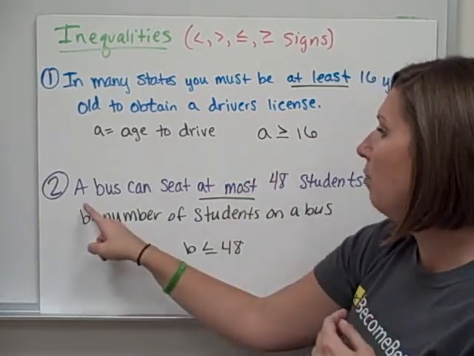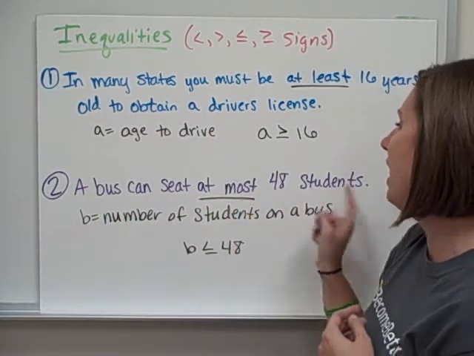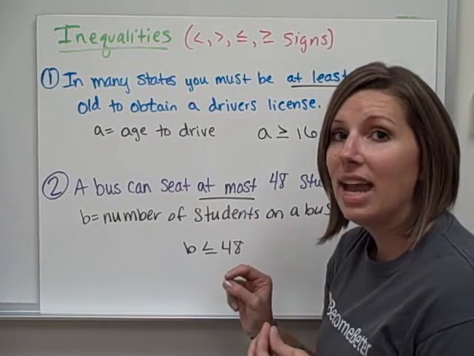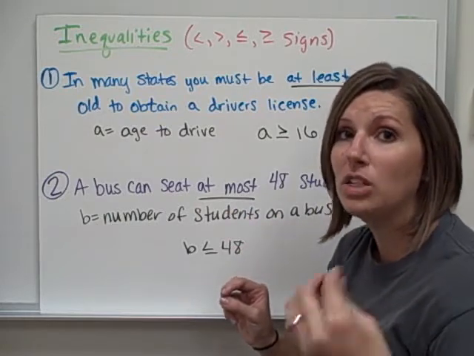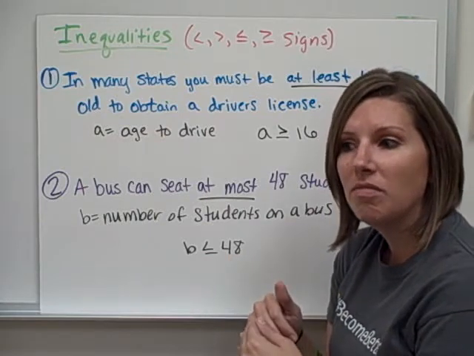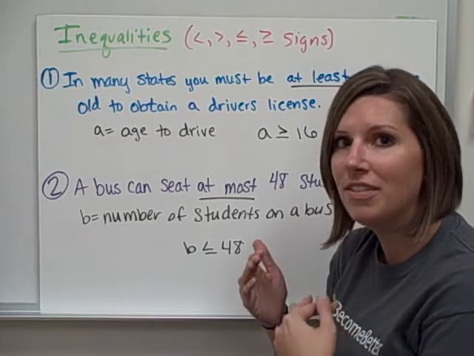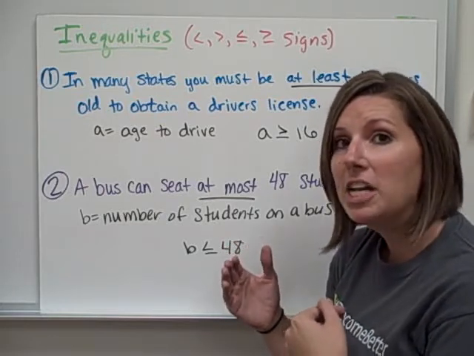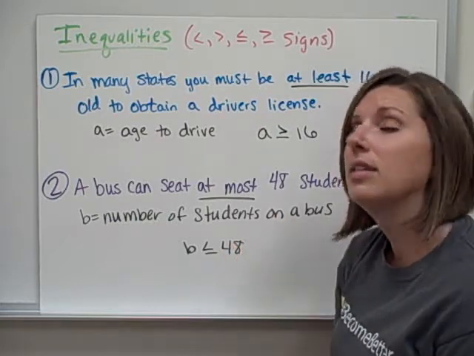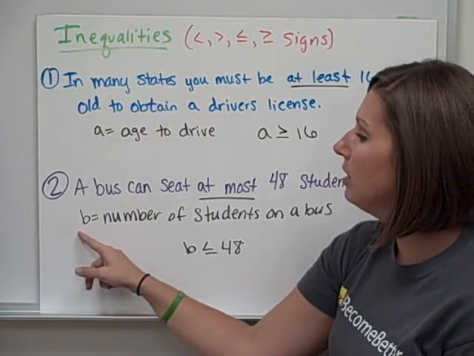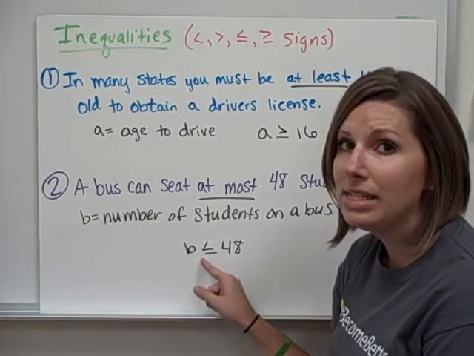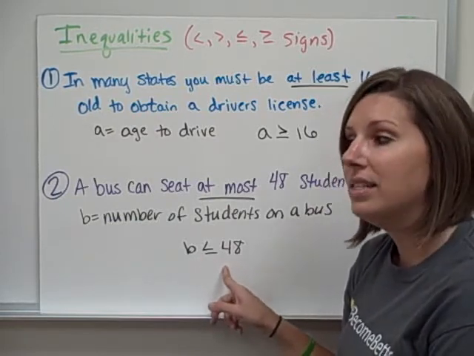And then secondly, a bus can seat at most 48 students. So can it seat 48? Yes. Can it seat 47, 46, 40, 12? Anything less than 48, it can seat. Can it seat 49, 50, 51? No, it cannot. So it's going to be able to seat 48 or fewer students. So my variable is B, the number of students on a bus. So B is going to have to be less than or equal to 48. That's my inequality.